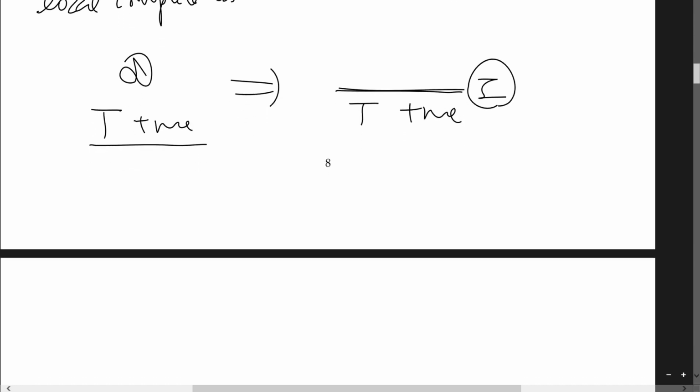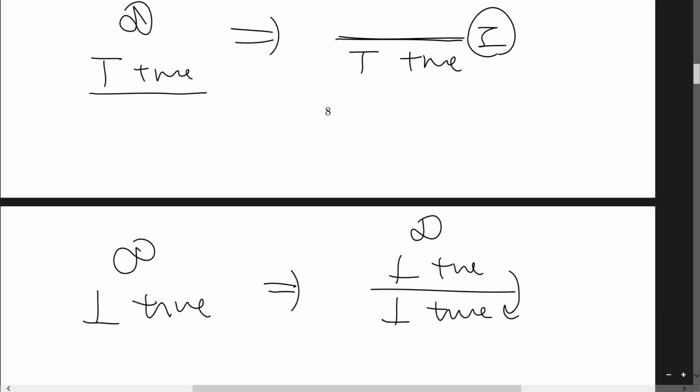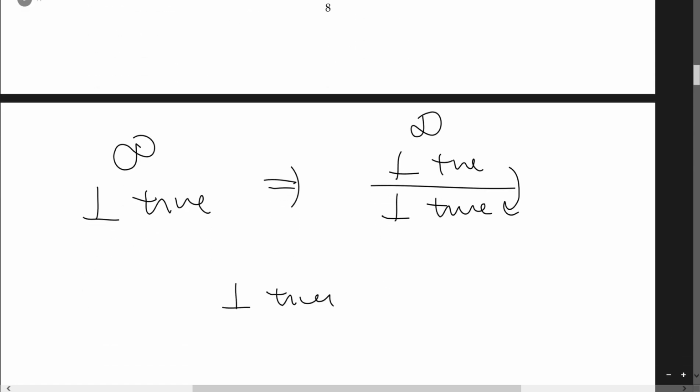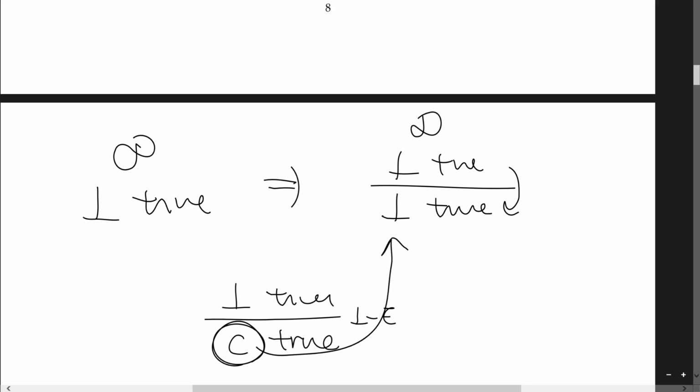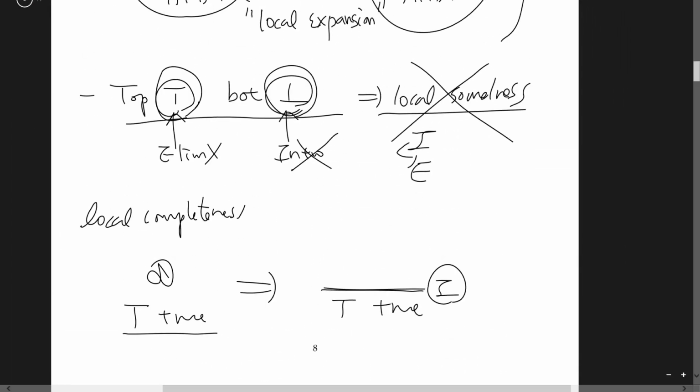And what about bottom? Well, if you have bottom true, then you can deduce any judgment. So remember, the bottom elimination rule looks like this. Apply bottom true, and then you can deduce anything. And C can be anything, including bottom itself. So by applying the bottom elimination rule, you automatically obtain this bottom. So for top and bottom, we can talk about local completeness, although we cannot talk about local soundness.